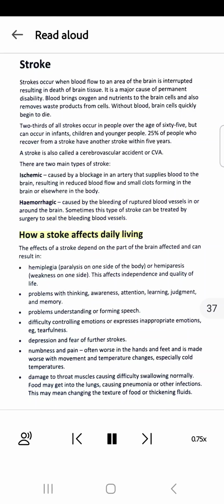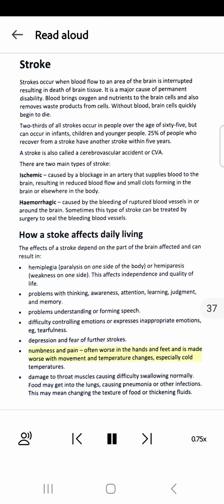How a stroke affects daily living. The effects of a stroke depend on the part of the brain affected and can result in hemiplegia, paralysis on one side of the body, or hemiparesis, weakness on one side. This affects independence and quality of life. Problems with thinking, awareness, attention, learning, judgment, and memory. Problems understanding or forming speech. Difficulty controlling emotions or expressing inappropriate emotions, e.g., tearfulness, depression and fear of further strokes.